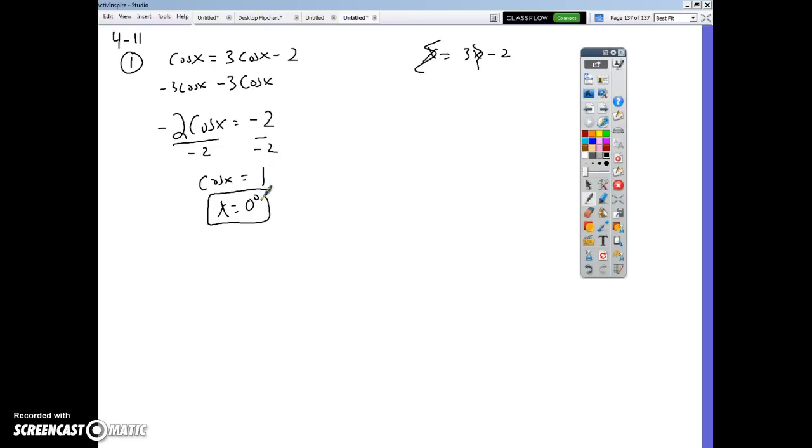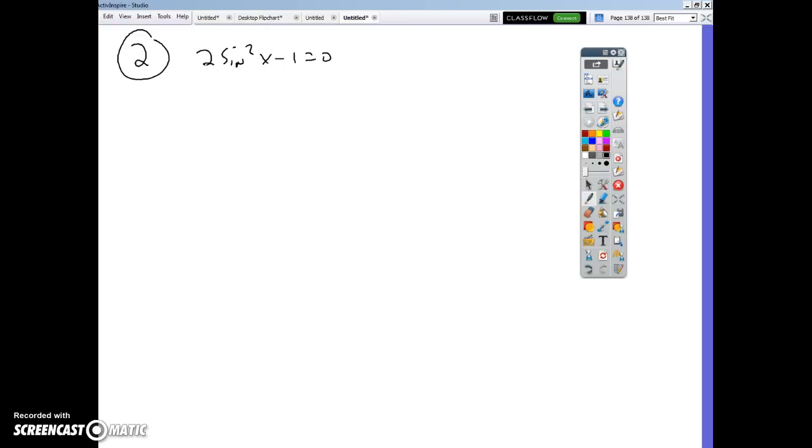Feeling good? All right, I start working on 2. Algebra first, right? So you have a couple options here. What do you want to try? Add 1 to both sides. Good choice. A lot of people would try to do something different. I'm with you. That's a great choice. Now what? Divide both sides by 2.